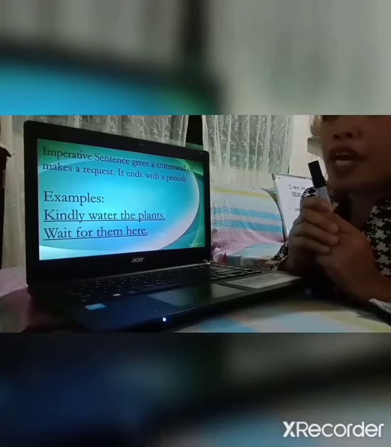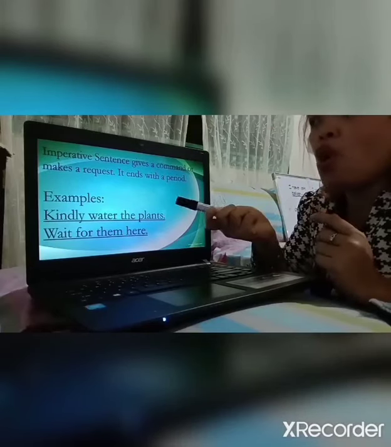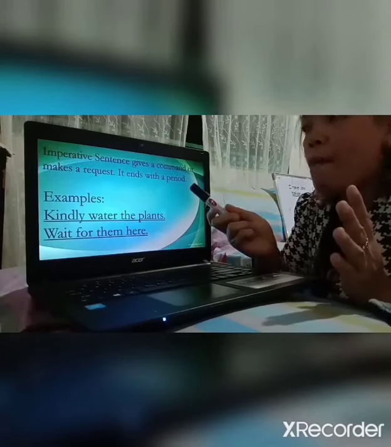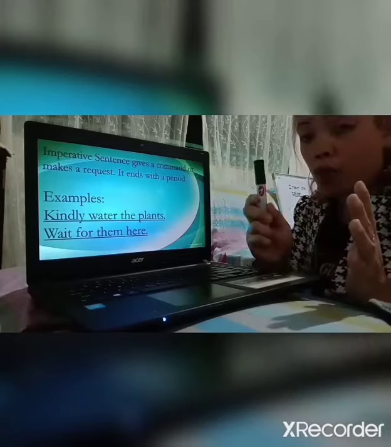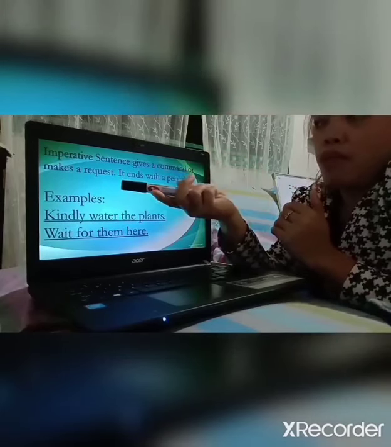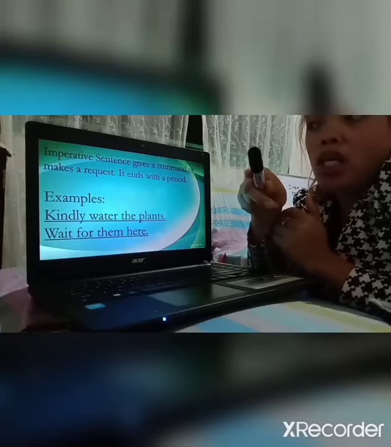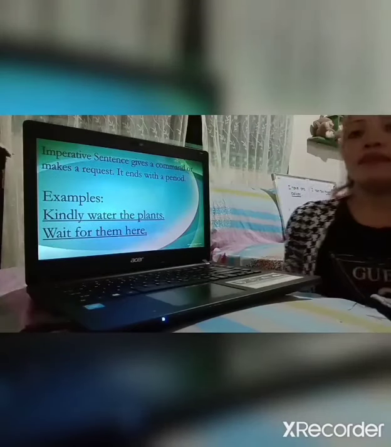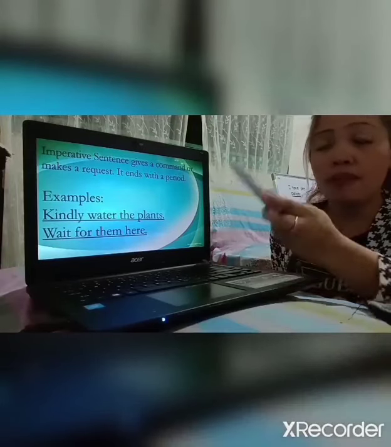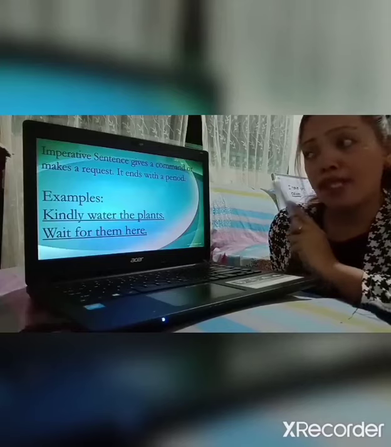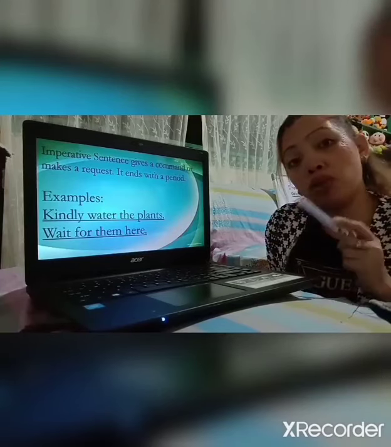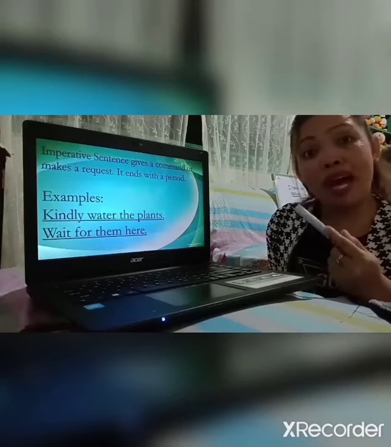Then we have here the imperative sentence. When you say imperative sentence, it gives a command or makes a request. That's how they differ. A command is different from a request because when you say it gives a command, you tell someone to do something without, of course, using polite words.